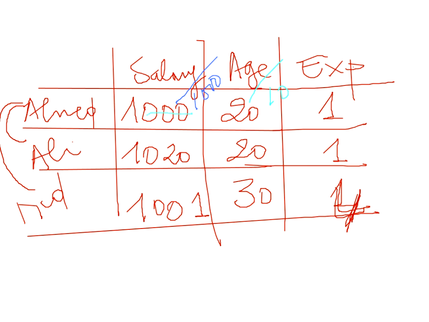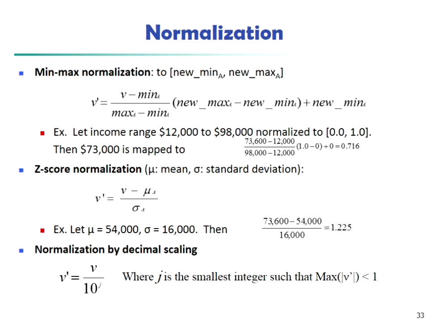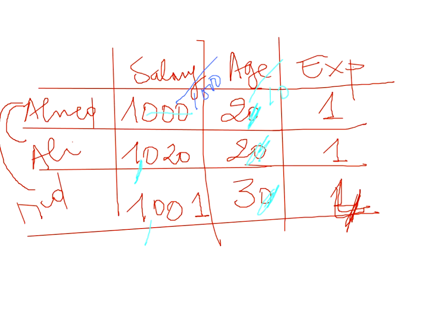So the salary will be 1, 1.02, 1.001. After that, the age will be 2, 2, 3, and the experience 1, 1, 4. This gives all the attributes the same scale. After that, we can calculate the distance, and we will find that Ahmed and Ali are more similar than Ahmed and Muhammad. So for this reason, we have to normalize our data.